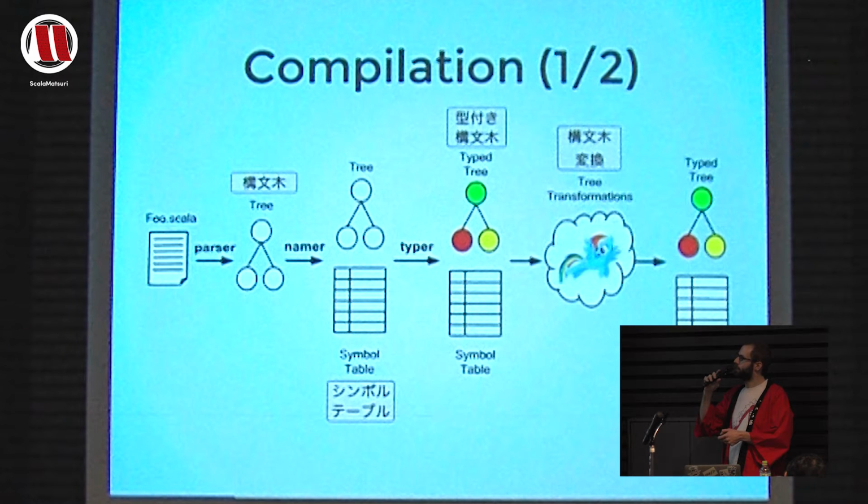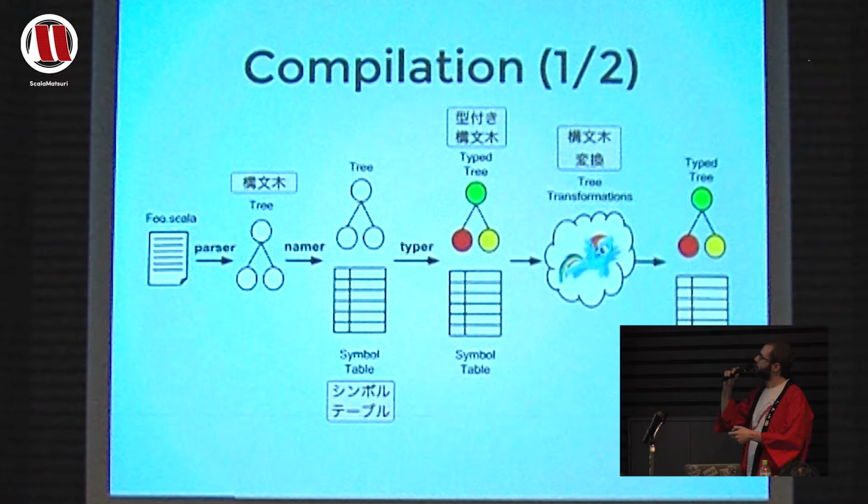The next phase, typer, this is where all the really complicated stuff happens. Things like type inference and implicit resolution and all of the really difficult stuff that the compiler has to do, most of it is in this typer phase. But by the end of that, you have a nicely typed tree. So now every node of your tree has type information attached to it.